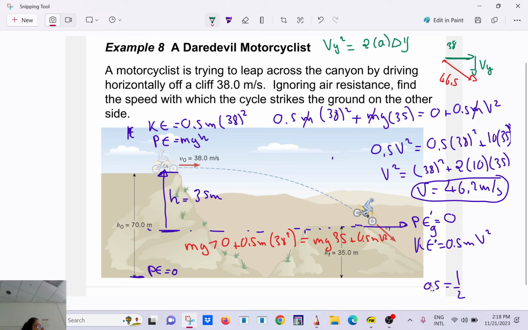If you use the height as 70, can you still cancel out all the masses? Yes. You go bye bye. That term goes on the other side. So you're going to have g times 70 minus 35, which is 35, plus 0.5 times 38 squared equals 0.5 mv squared. So you get the same thing. Just one more step.